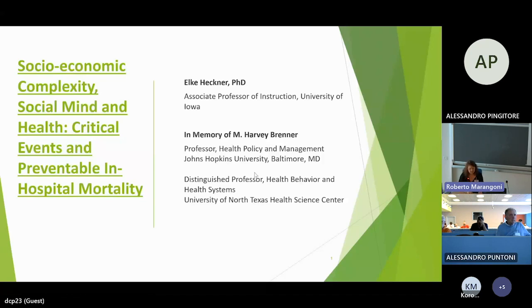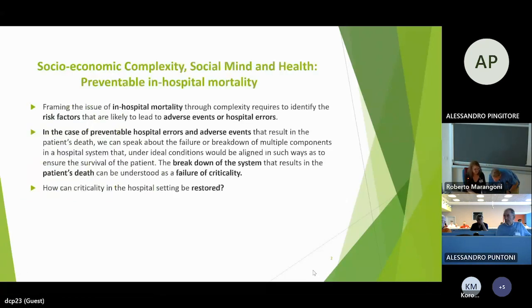So I'm going to start out with socioeconomic factors of complexity. Just make sure I can, trying to advance this. Good with that. Okay. All right.